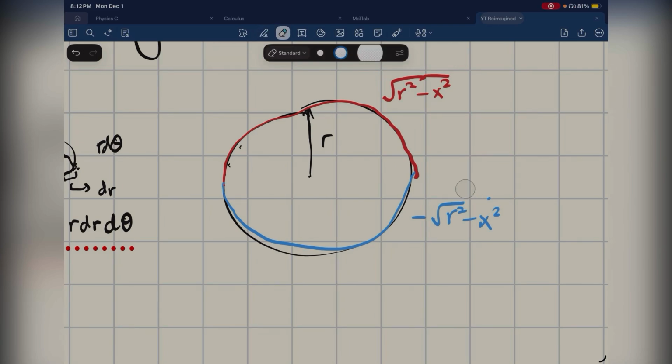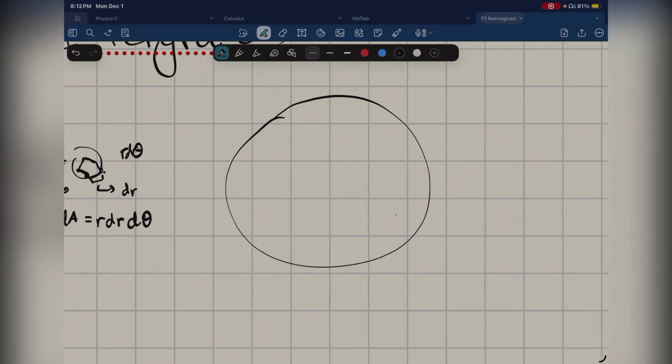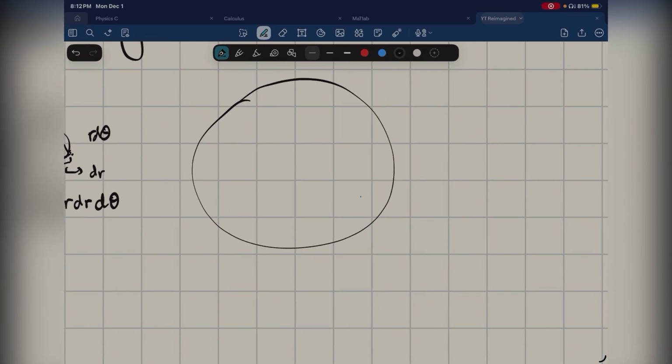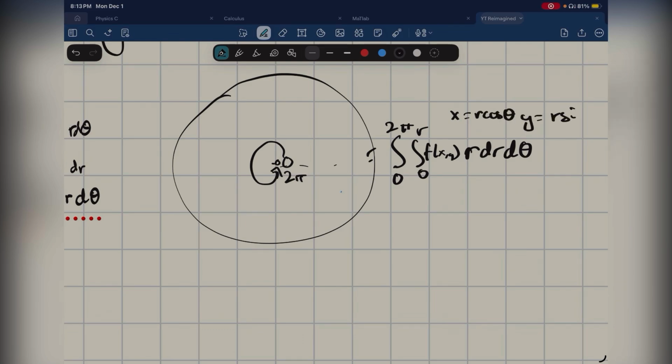So one thing we can do is look at it from a polar perspective. From a polar perspective, this is actually equivalent to just two constants, because our theta is going from 0 all the way around to 2 pi, and our radius is going from 0 all the way to r. So in this case, it's going to be 0 to 2 pi, 0 to r, of f of xy, r dr d theta, where x equals r cosine theta, y equals r sine theta.